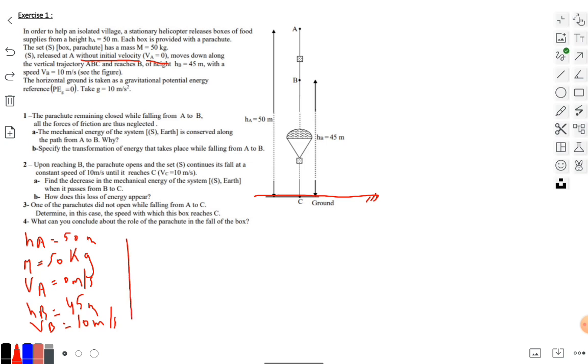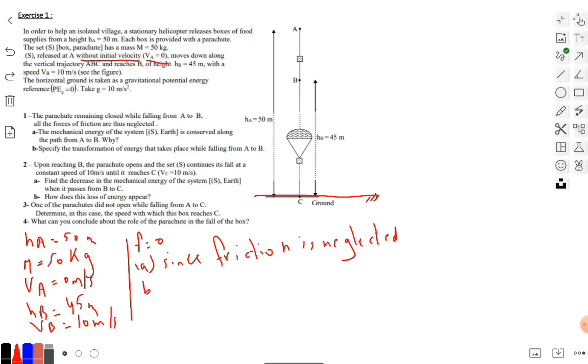Part 1. The parachute remains closed while falling from A to B. All the forces of friction are thus neglected, then friction equal to 0. Part A. The mechanical energy of the system S-Earth is conserved along the path from A to B. Why? Since friction is neglected, mechanical energy is conserved.